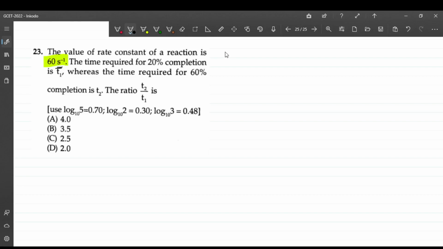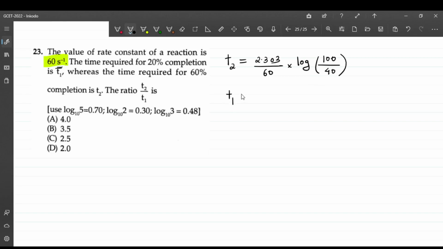So I will use the formula of a first order reaction. They have asked for the ratio of T2 by T1. T2 is the time required for 60% completion. I will write this formula as time is 2.303 divided by K, where K is 60, into log of how much? Let's say the initial concentration of the reactant is 100. 60% completion means 60% of the reactant is consumed. So what is the concentration of the reactant left? It is 40, right? This is the simplest way to do this.